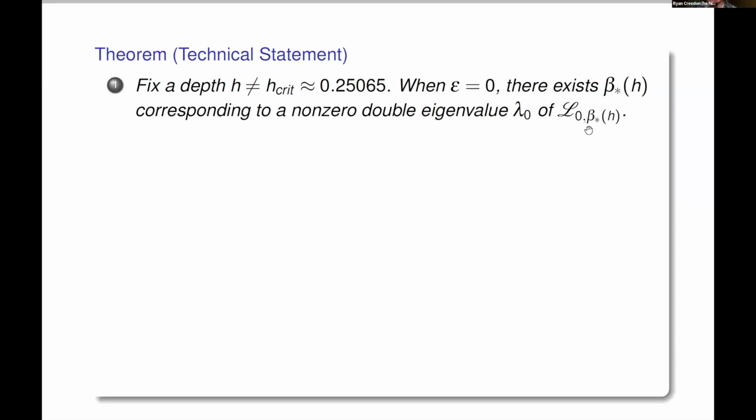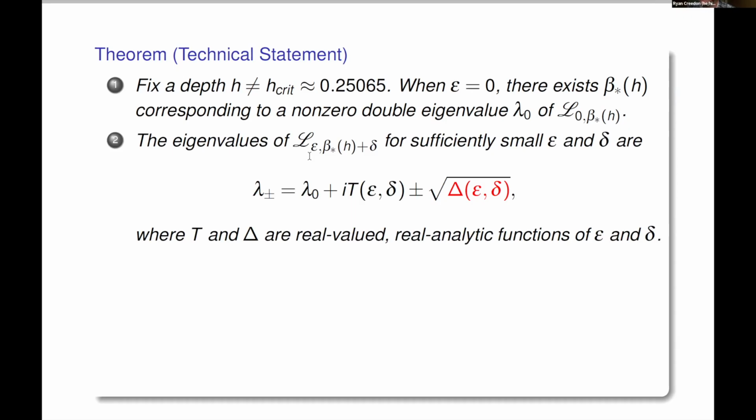We'll call that resonant value of my transverse wave number beta star. And if you perturb in both epsilon and beta around epsilon equals 0 and around this special resonant value, beta star of h, so here epsilon again is just taking the role of some small number, delta here is taking the role of some perturbation away from that square of my transverse wave number, then you can actually show explicitly that the corresponding eigenvalues that are unstable take this form of some sort of square root type behavior in epsilon and delta, in addition to a purely imaginary term out in front. So here, t and capital delta are real analytic functions of epsilon and delta, as it turns out.